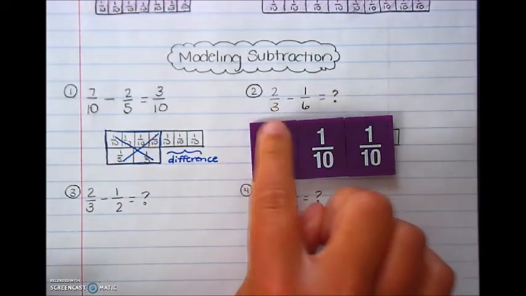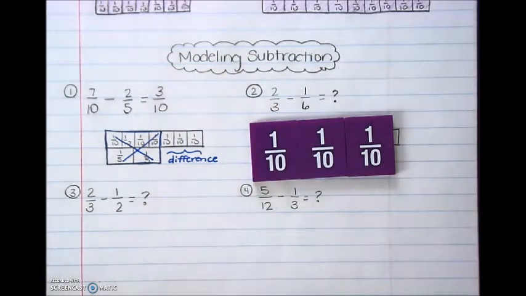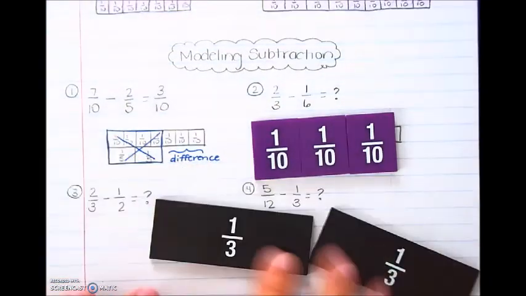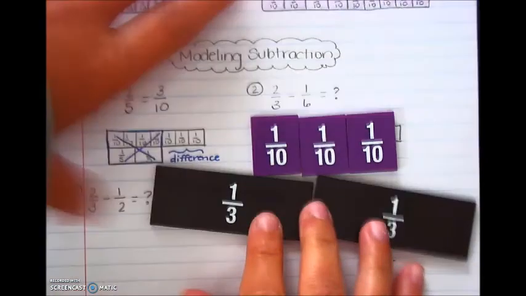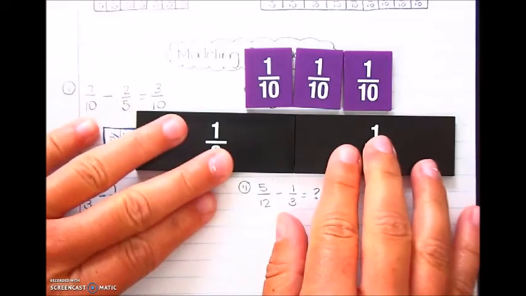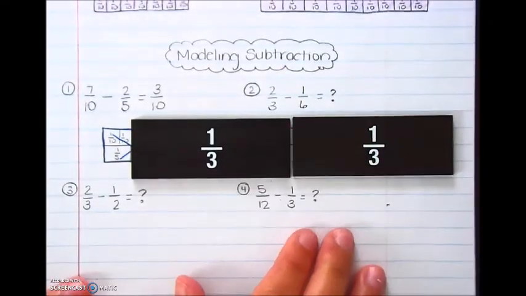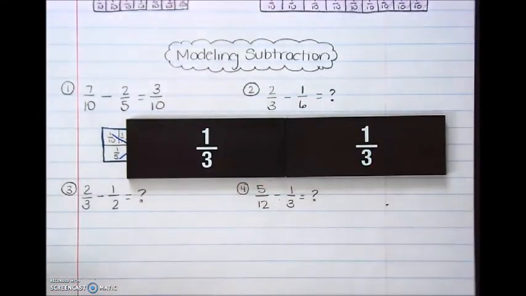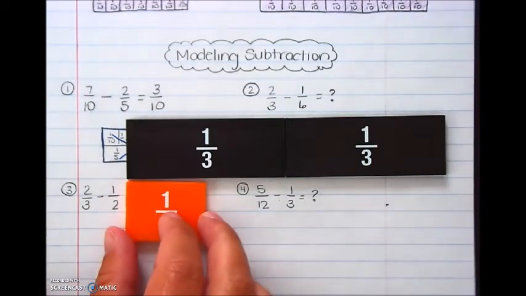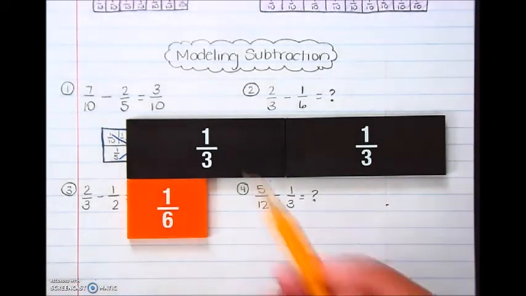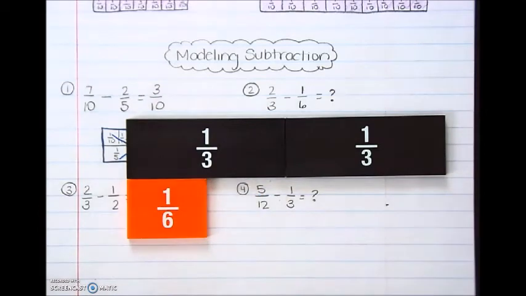Now the next one is 2/3 minus 1/6. So again, I'll replace these tenths pieces with thirds pieces. So I have 2/3, and I'm going to subtract away 1/6. Now in this particular example, the 1/6 does not line up with a seam of the 1/3.